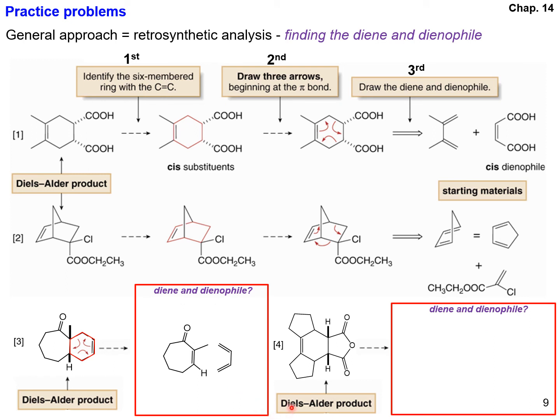Moving to the next one, again, first identify the six-membered ring with the double bond. That's right here. Then, in the same fashion that you would move electrons when writing out the forward Diels-Alder reaction, just do it in a retro sense and disassemble the six-membered ring into its diene and dienophile components. In this case, we end up with this conjugated diene and this as the dienophile.